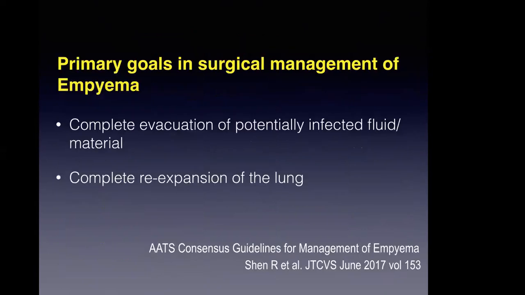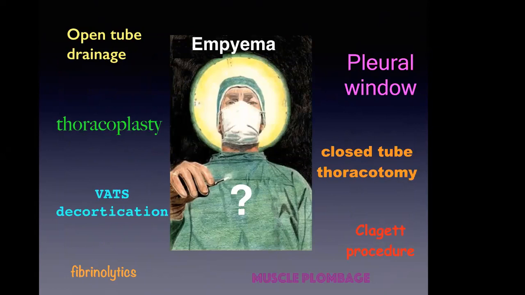different stages. So the primary goal, based on the AATS consensus guidelines, of management of empyema is, one, complete evacuation of the infected fluid, and two, complete re-expansion of the lung. There are so many ways of managing empyema thoracis, from putting in chest tubes and open tubes, creating pleural windows. Others would do VATS. Others would instill fibrinolytics, and others, for more advanced stages, organized phase, like thoracoplasties, muscle flaps. So it's a bit confusing.